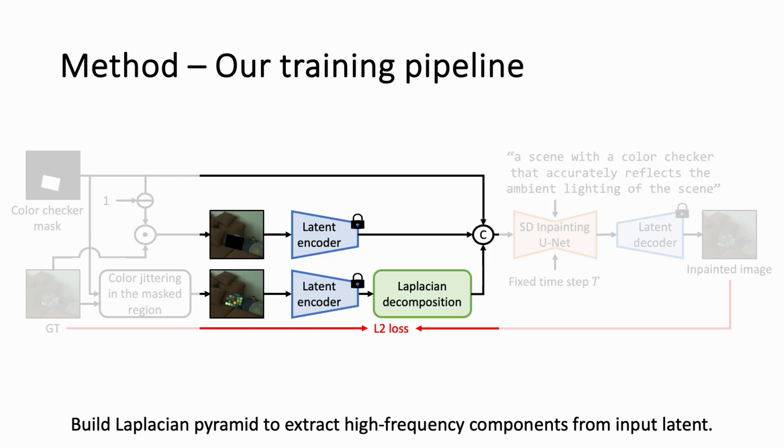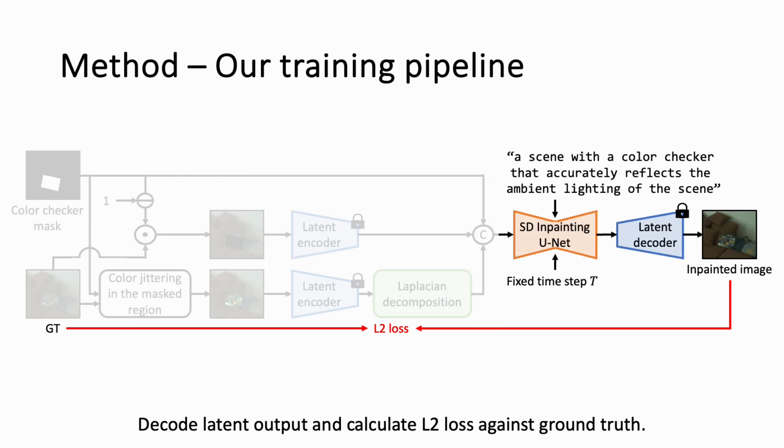Next, we build a Laplacian pyramid to extract high-frequency components from the input latent representation. This step serves two purposes. First, preserving the structural detail of the color tracker while minimizing the influence of the low-frequency color information. Second, encouraging the model to focus on harmonizing with scene illumination rather than simple reconstruction. Finally, we decode the latent output and calculate L2 loss against the ground truth. The entire training process uses an end-to-end approach, ensuring that the generated color tracker accurately reflects the ambient lighting condition of the scene.